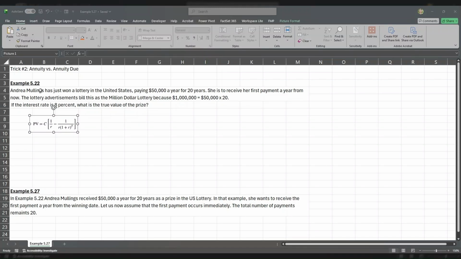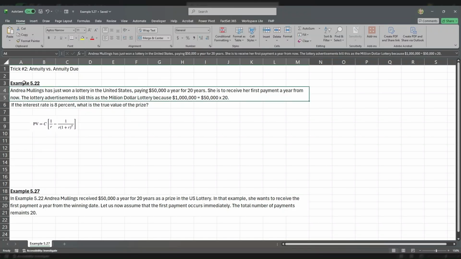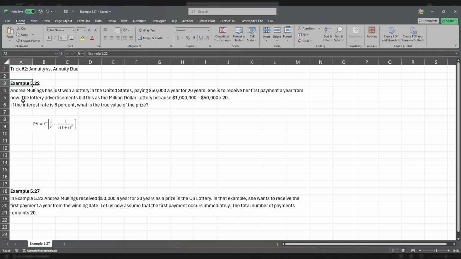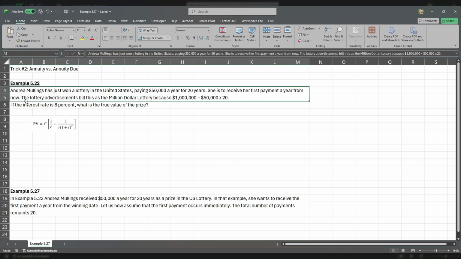Hello and welcome. What we have here are two examples to illustrate the difference between a regular annuity and an annuity due. And we're going to do that through two examples. The first one is example 5.22.